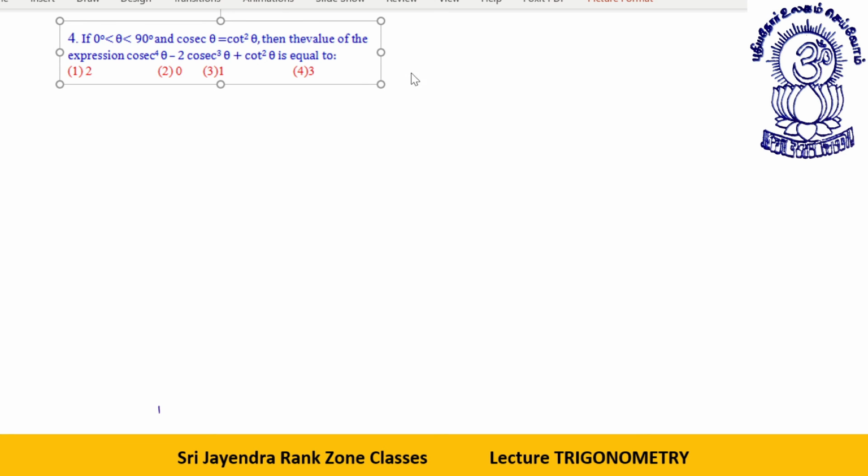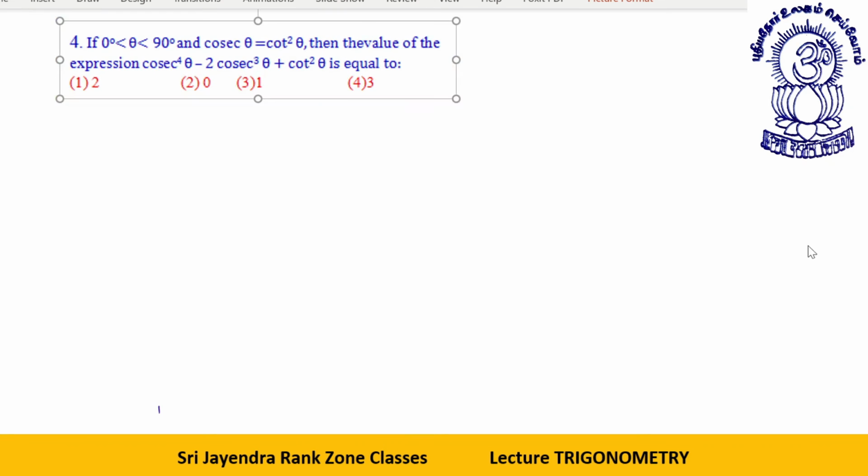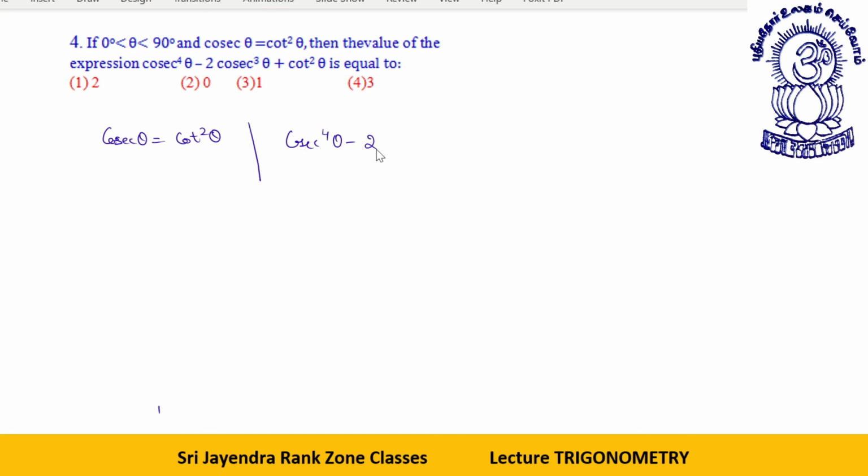This is the next question. You have cosec theta is equal to cot square theta. Then find the value of the expression cosec 4 theta minus 2 cosec cube theta plus cot square theta. This thing we will be utilizing over here. How will we proceed towards this question?